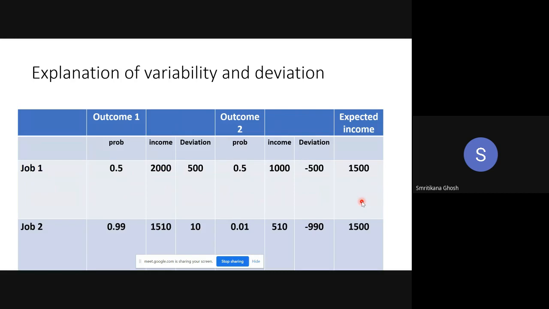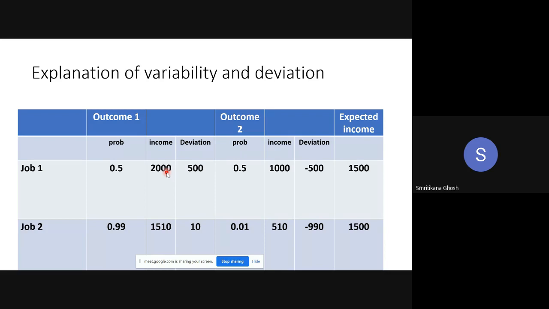Why? Look, because if you achieve your target, then job 1 is giving you 2000, but job 2 is giving you 1510. So if you are very much confident that you will achieve, then you must go for job 1, because the highest income, the higher range, is more for job 1 than job 2. So you have to take the risk. And if you are taking this risk, you are called a risk lover. You are ready to accept the risk.